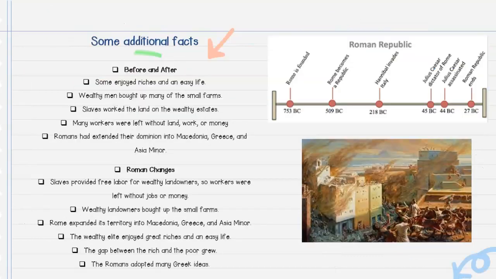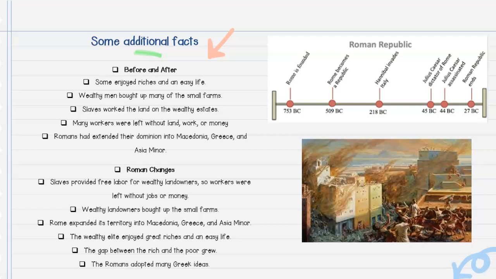Some additional facts. So before and after. Some enjoyed riches and an easy life. Wealthy men bought up many of the small farms. Slaves worked the land on the wealthy estates, so many workers were left without land, work, or money. Romans had extended their dominion into Macedonia, Greece, and Asia Minor.